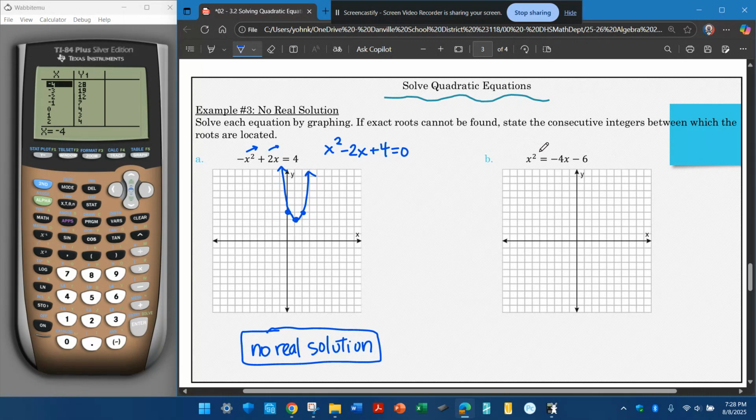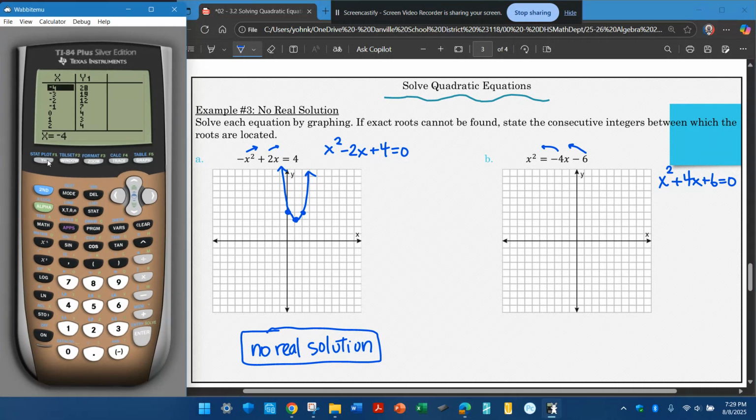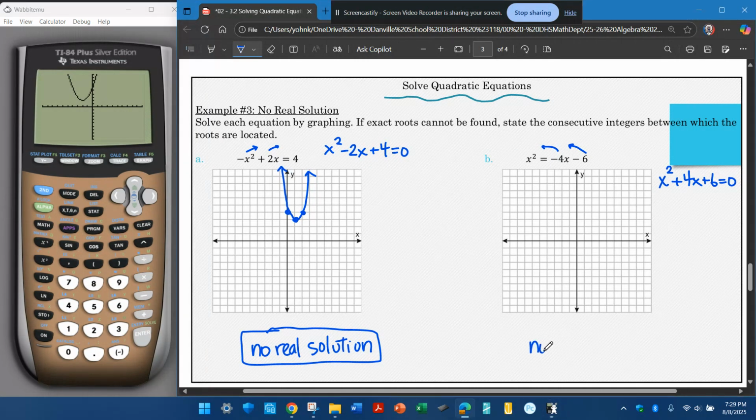All right, take a look at letter B. Solve one side for 0. I'm going to bring everything over to the left-hand side. So I have x squared plus 4x plus 6 equals 0. So I'm going to go to my calculator. X squared plus 4x plus 6, and hit graph. Again, this one is opening upwards and it's above the x-axis, so there is no real solution.